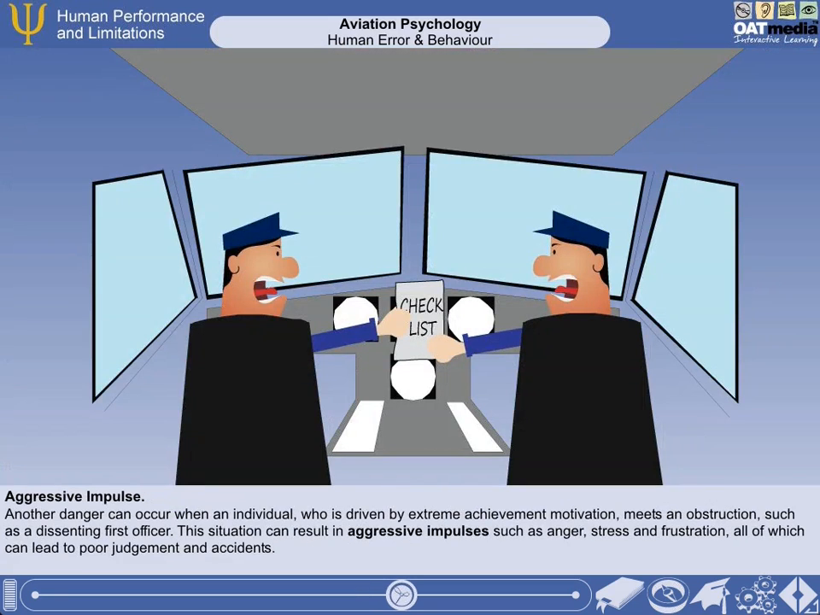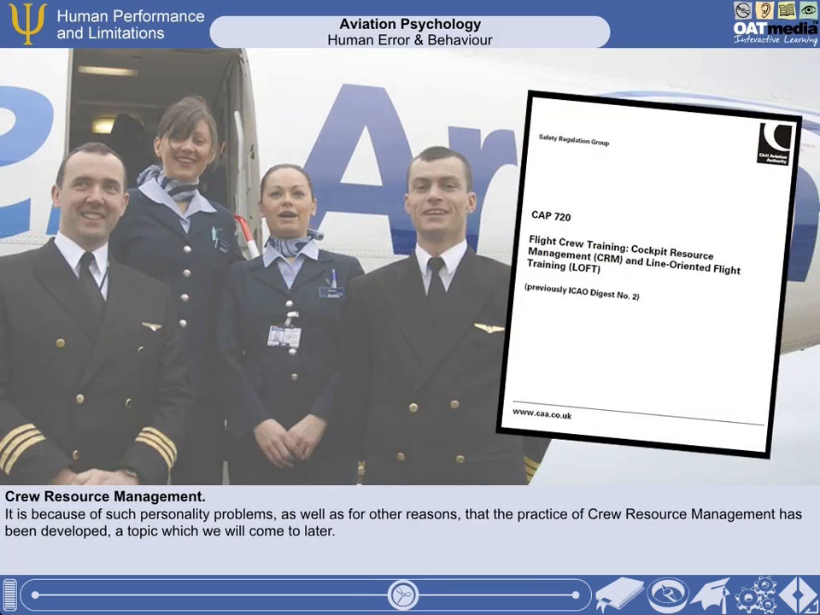Another danger can occur when an individual who is driven by extreme achievement motivation meets an obstruction, such as the dissenting first officer. This situation can result in aggressive impulses, such as anger, stress, and frustration, all of which can lead to poor judgment and accidents. It is because of such personality problems, as well as for other reasons, that the practice of crew resource management has been developed, a topic which we will come to later.